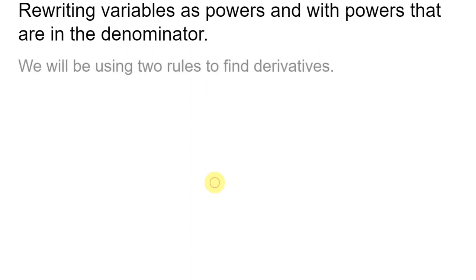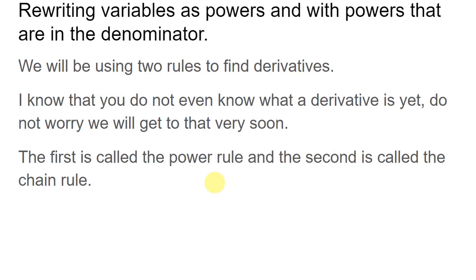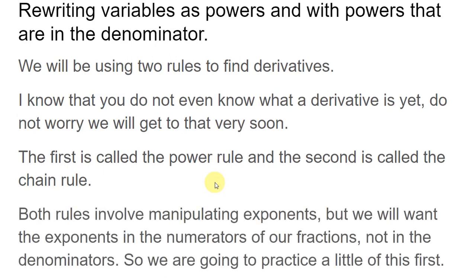Now the thing is, we're going to use what we said was the power rule, and we're going to be using what's called a chain rule to find these derivatives. And I know you don't know what a derivative is just yet. Don't worry, we're going to get to that. Since we're going to be using the power rule and this chain rule, and manipulating the exponents, it's important that we get the exponents of our variables out of the denominator of any fractions. I want to just review it real quick before we get to the rules.